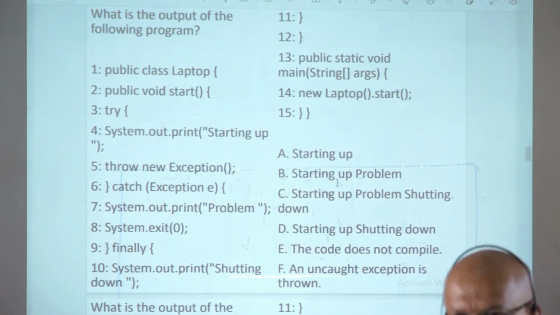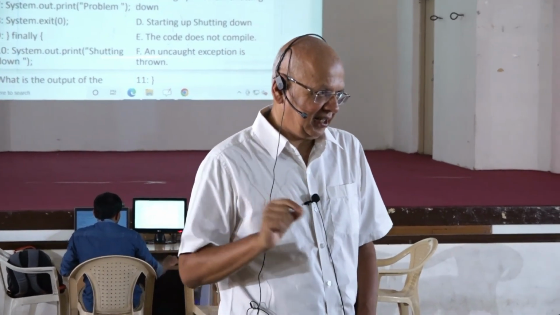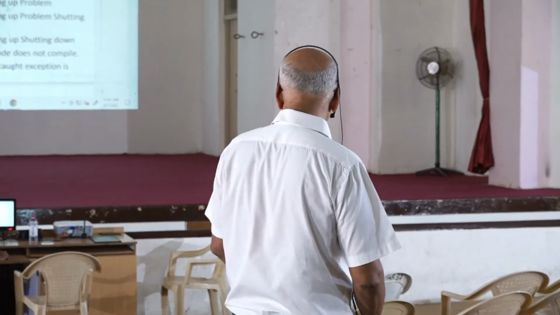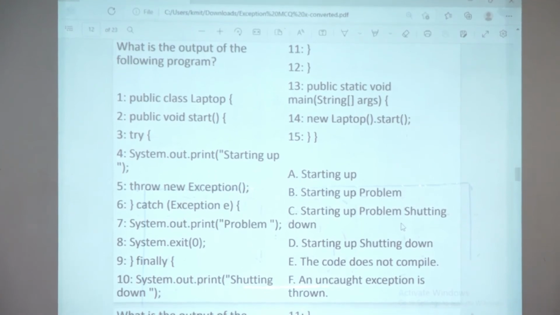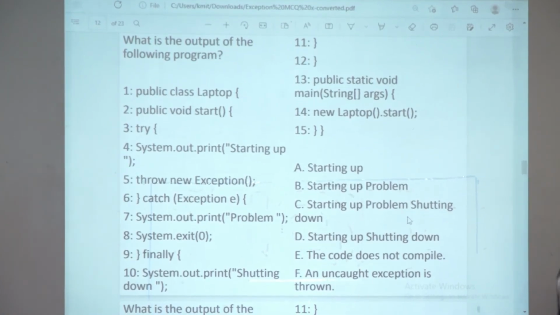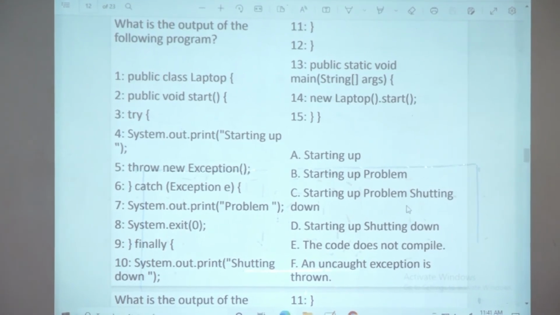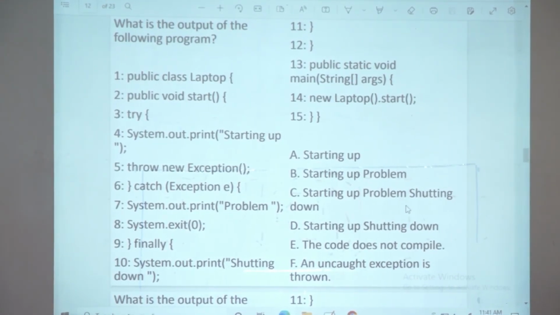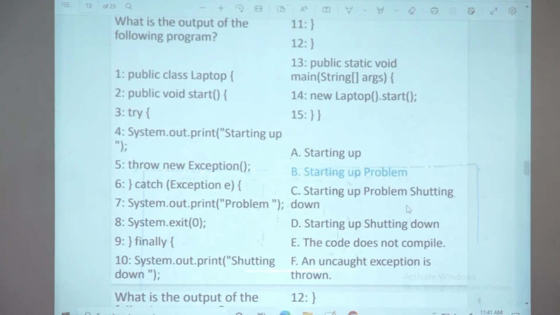Finally, will it be executed or not? No. This is the only special case where finally is skipped: when you do exit. So finally will not be executed. The output will be starting up, problem, B. Invariably people will say the finally code also runs. But when there is a System.exit, there is no finally. That's the only situation in which finally is skipped. So we'll have just those two, starting up, problem. That's the answer. Okay, next.